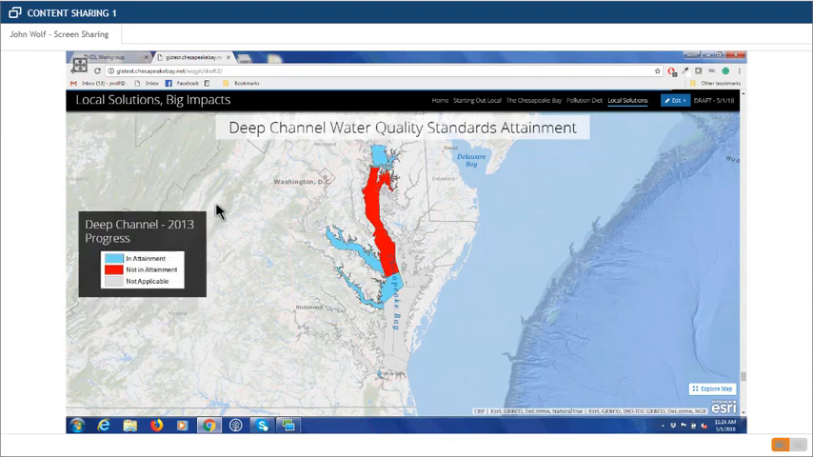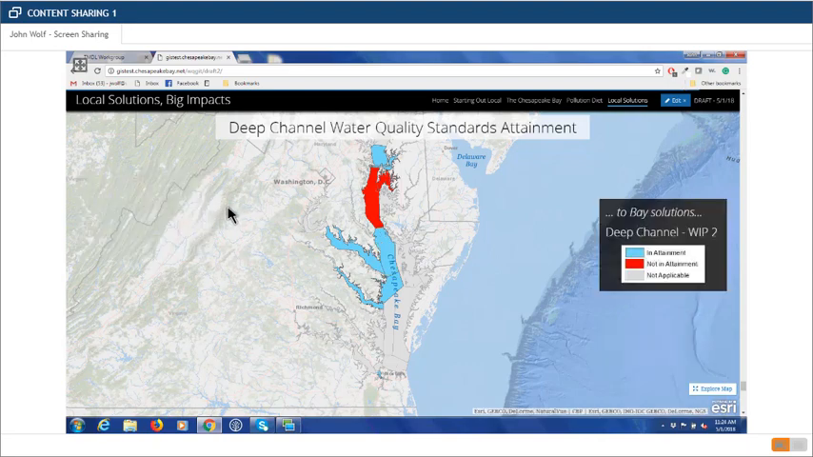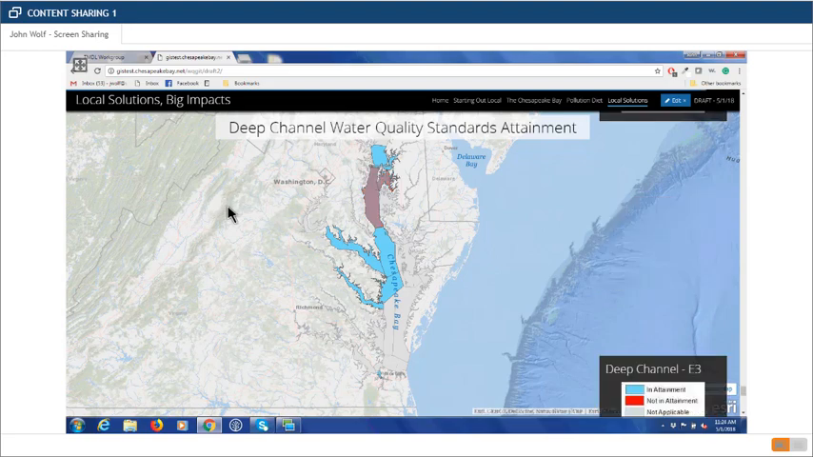And so over time, the more of those local BMPs that are put into place, the more we're going to see a reduction and a return to meeting designated uses, and this is looking at the deep channel water quality standards in the bay, which is the most difficult area to attain in terms of water quality standards. But as over time more and more of these BMPs are put into place, we should see the restoration of those segments in terms of meeting water quality standards.